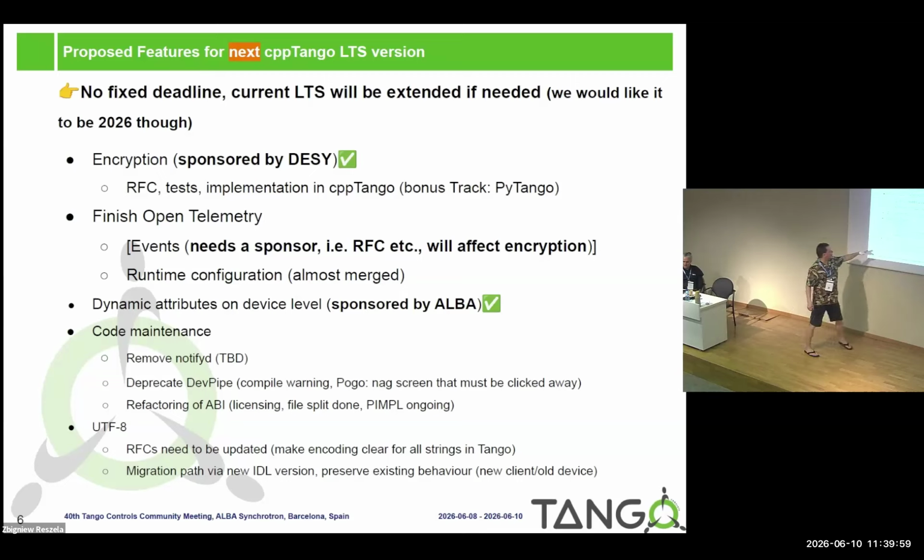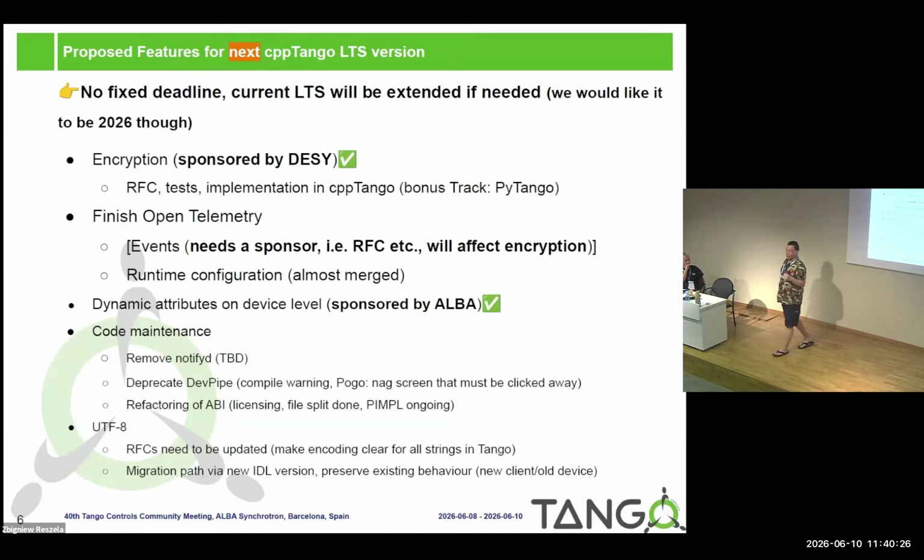Then we have the refactoring of the API, licensing, file split done, Pimpl ongoing. It's actually a small font, but it's a big work. The licensing could be automated somewhat. Thanks again, TB. The file split was a little bit of an unpleasant work. The pimpling is even more unpleasant, but we just have to do it to make the code base more maintainable.